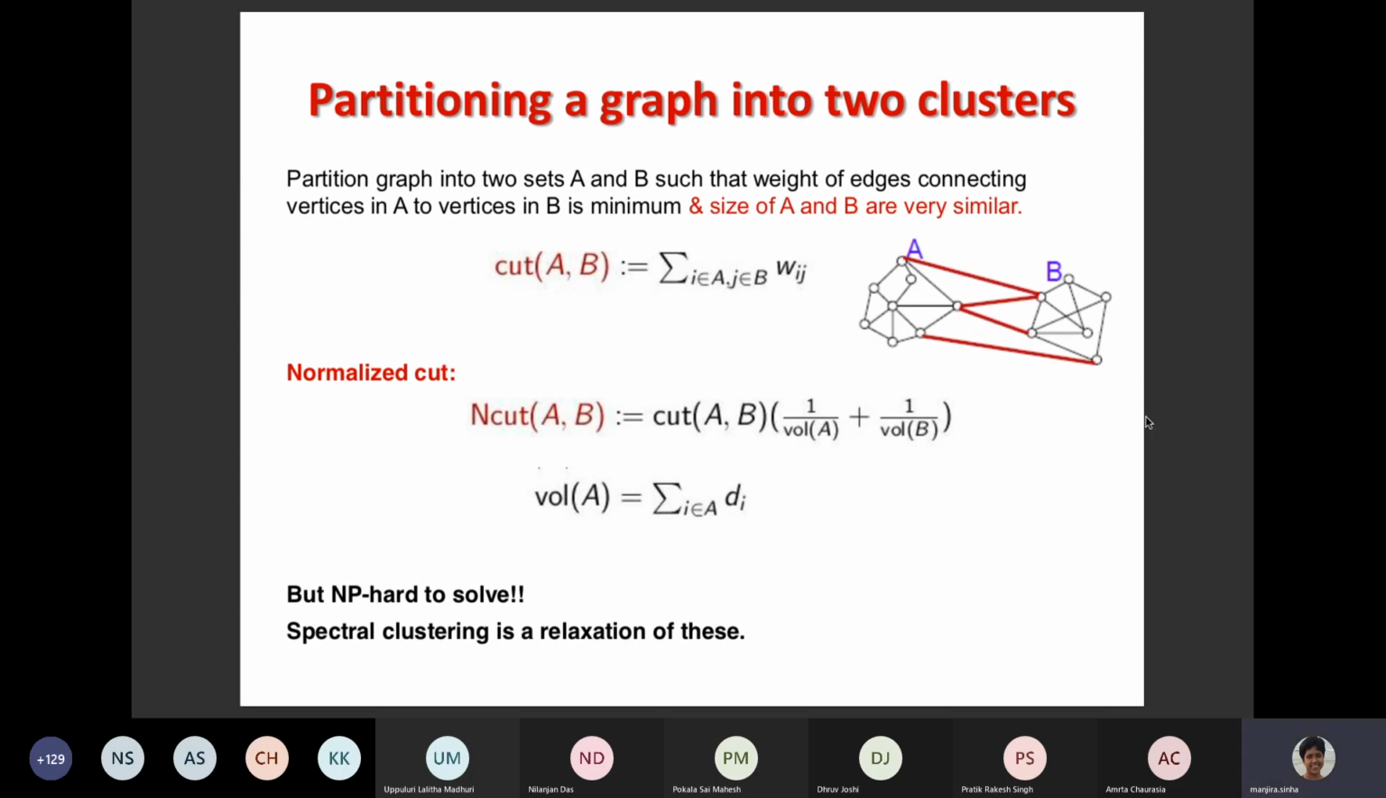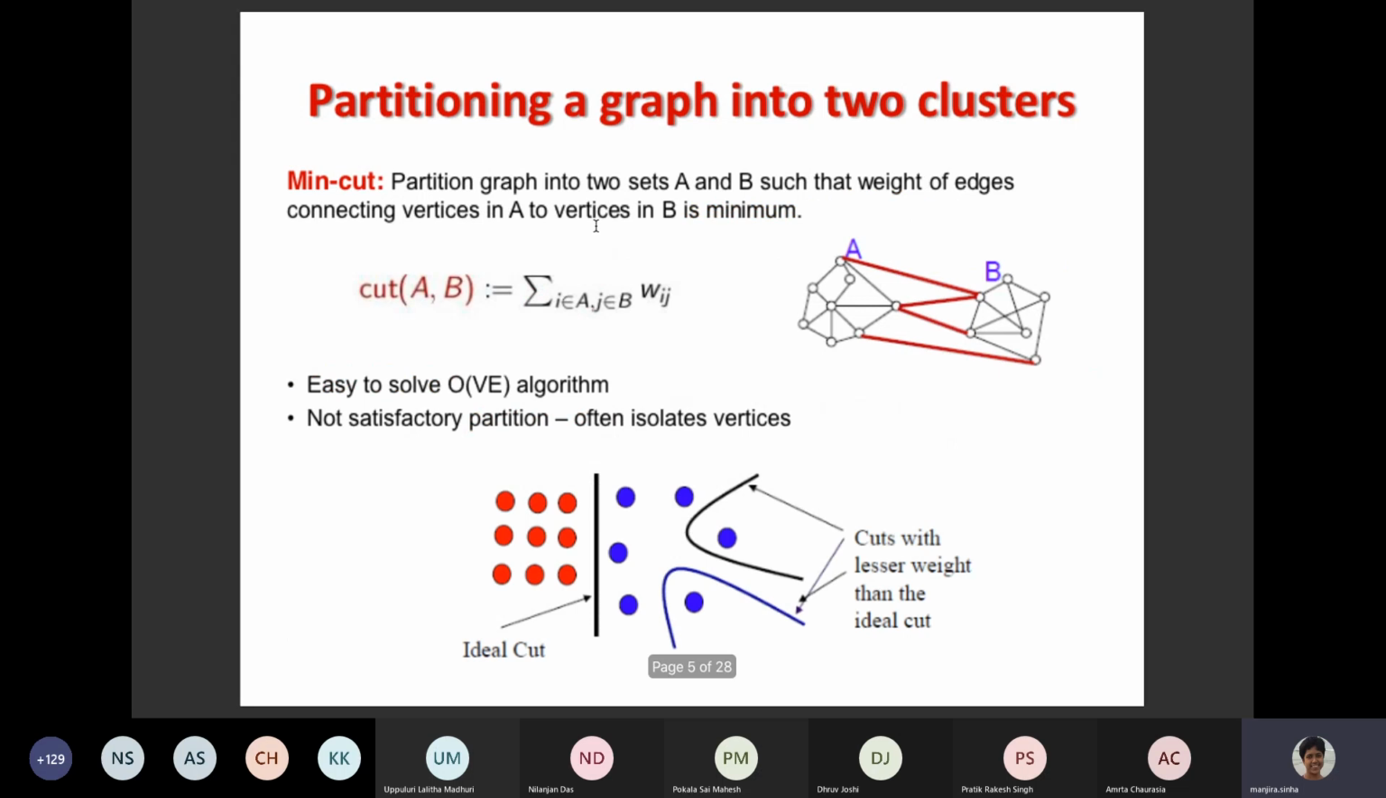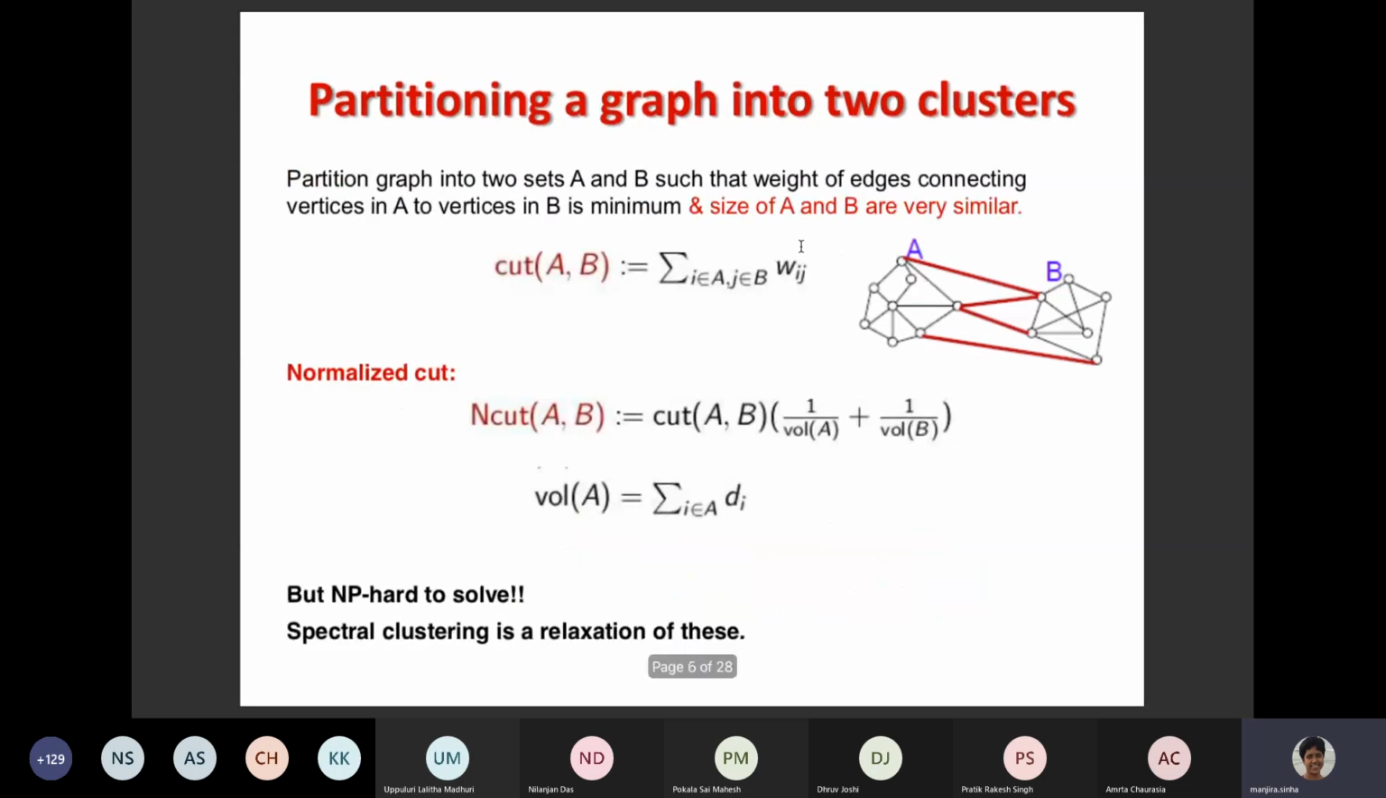So now, why are we normalizing this using the volume? Because what we are trying to do is partition the graph into two sets A and B such that the weights of edges connecting vertices in A and vertices in B is minimum, which is similar to this, and we are adding a condition that the size of A and the size of B are very similar.